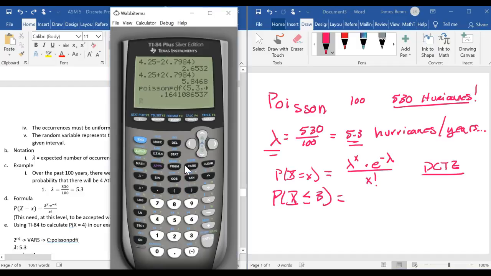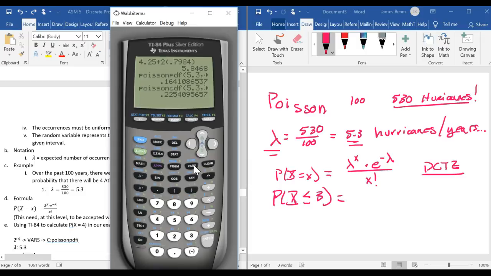So I go second vars, I go down to binomial or Poisson CDF, and I'm going to accumulate up to and including 3. So my lambda is still 5.3. My x value is now 3. And the probability of getting everything up to and including 3 hurricanes, so this would be 0 hurricanes, 1 hurricane, 2 hurricanes, or 3 hurricanes, is 22.5%.